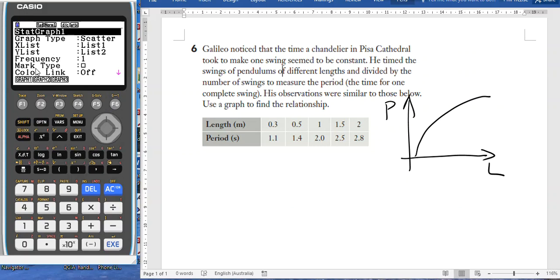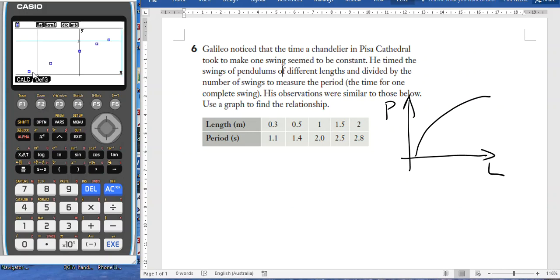I'll check the settings for stat graph number 2. It's a scatter graph using list 3 and list 4. That's what I need. Exit from there. Graph number 2. There's my graph now. My graph this time is the natural logarithm of the length versus the natural logarithm of the period. And it does seem to be pretty much a straight line graph with my data points, some negative, some positive.